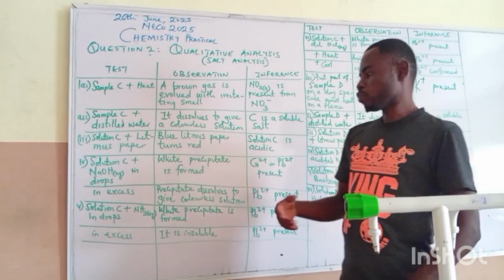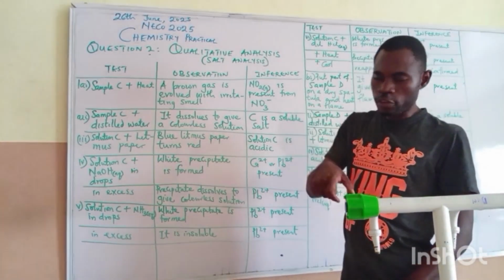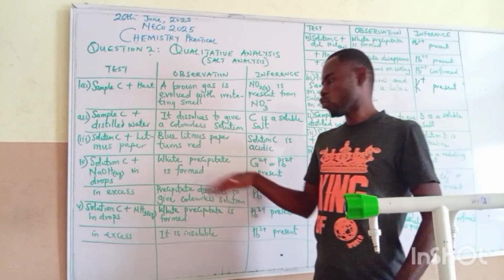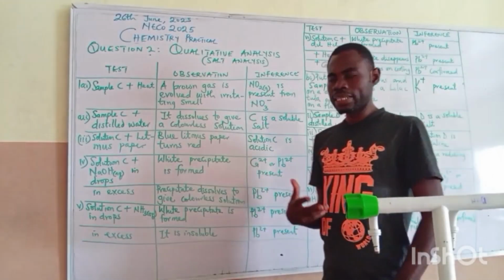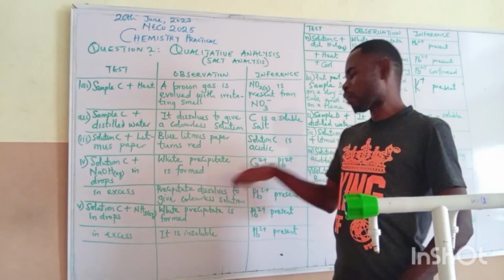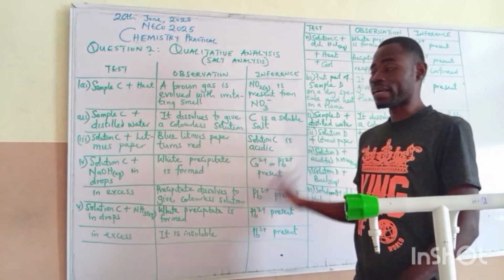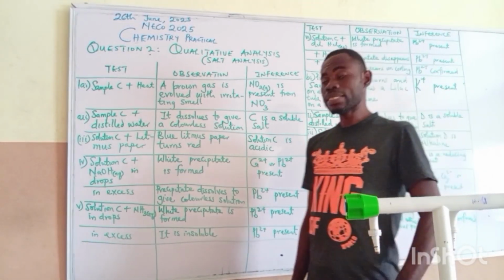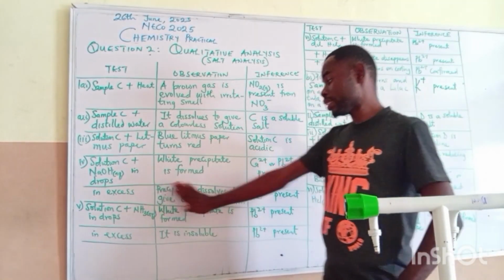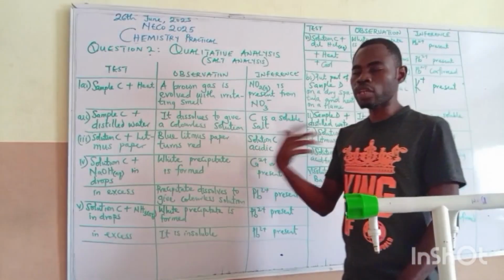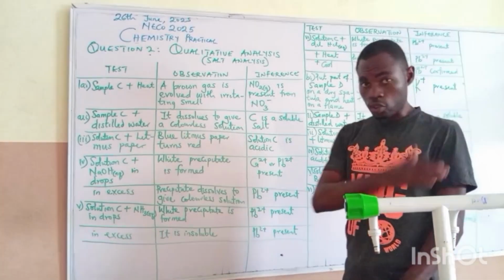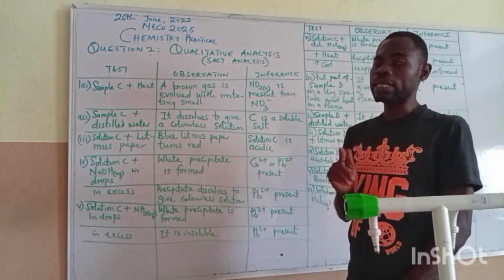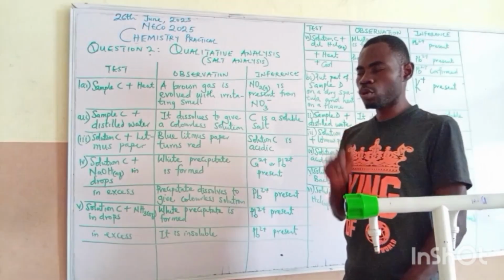Now solution C again, when we added sodium hydroxide solution to it, we did it twice. In front of us, we added drops first. Later we did it in excess. When we added drops, what we saw was that a white precipitate was formed. That's why I'm writing white precipitate is formed. We suspected it could be calcium 2 plus ion or lead 2 plus ion. And when we added it in excess, the precipitate dissolved and we saw a colorless solution. That gave us full confidence that Pb2+ is present in that solution.